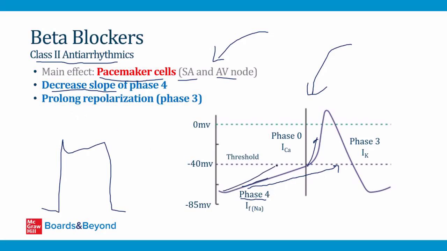Beta blockers also make this whole process of depolarization and repolarization take longer by prolonging phase 3. That's going to cause conduction to slow down in the AV node.